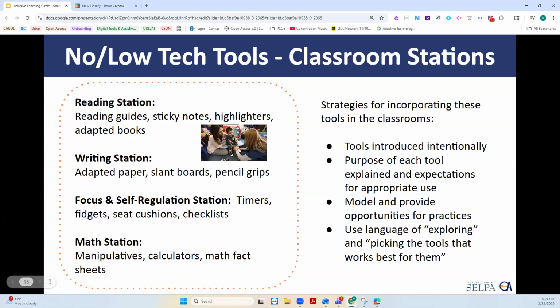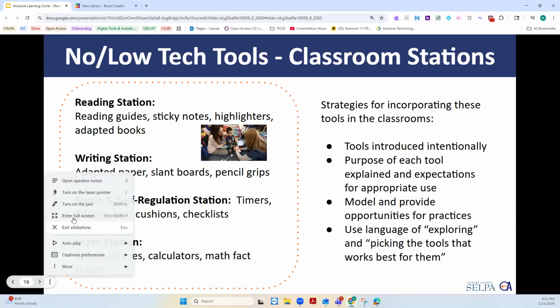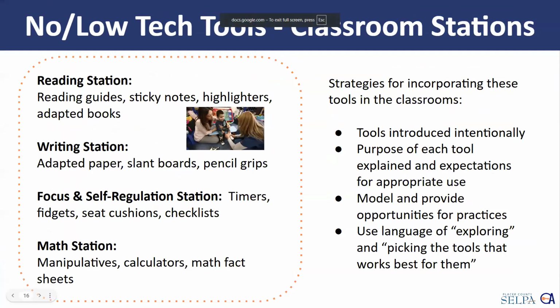So going back to our classroom examples and thinking about providing assistive technology, no-tech, and low-tech tools in stations, we also have timers and fidgets, seat cushions, and checklists that really help to support focus and self-regulation. Maybe in a math station, we might consider manipulatives, calculators, and math fact sheets.